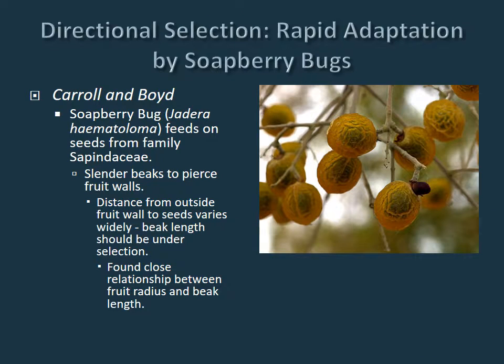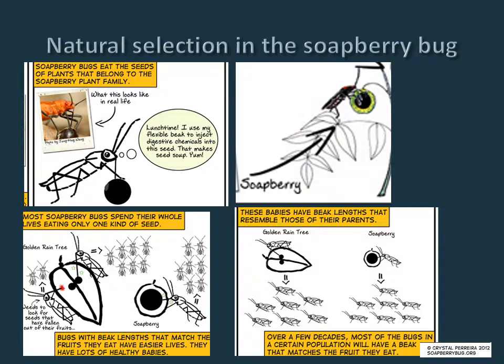So the soapberry bug is another example that your text gives of a type of natural selection called directional selection. In this example, the soapberry bug feeds on seeds called soapberries, and they use their beaks to pierce through the fruit walls to eat the seed that's inside. They found a close relationship between the fruit radius, the distance from the outside of the fruit to the center of the fruit, and the beak length of the bug. Let's look at why that is on the next slide.